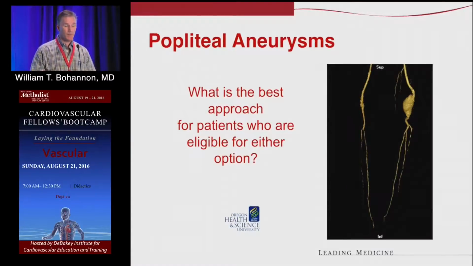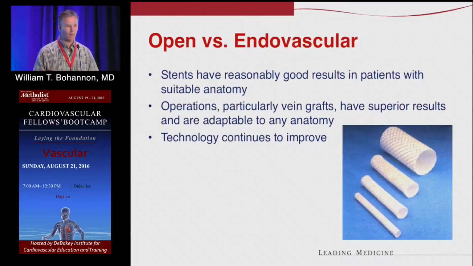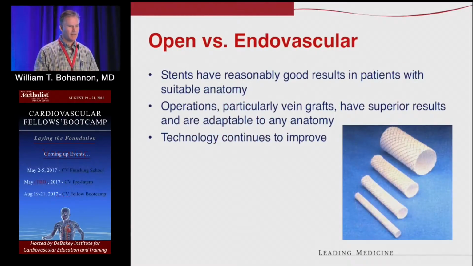So, what is the best approach for patients who are eligible? Just like Dr. Height was saying in regards to amputations, you kind of have to tailor it to your patient, what their comorbidities are, and what they can tolerate. Certainly, stents are reasonably good in patients with suitable anatomy. So this is kind of where you're picking the right patients. Operations, particularly vein grafts, are super, and in the right patient can also do very well.